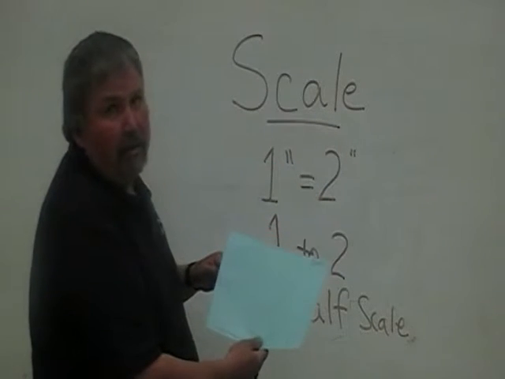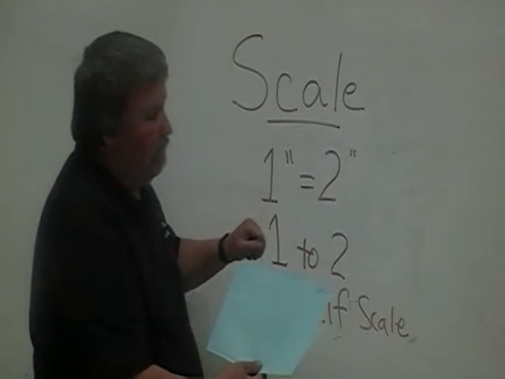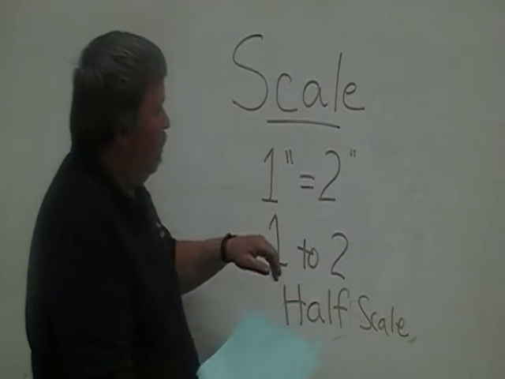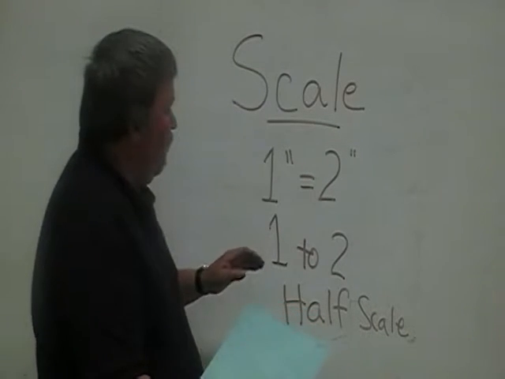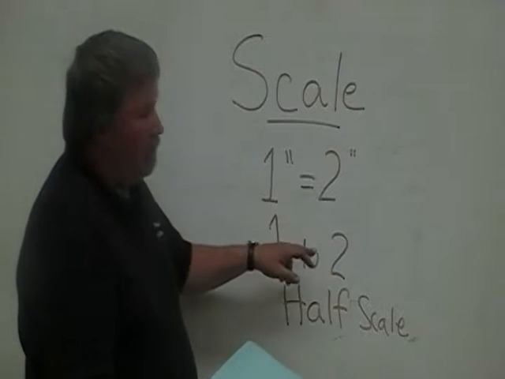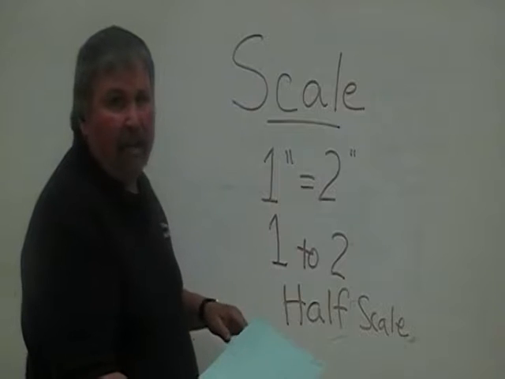So if we make something half scale, which we will put down here in the box where it says scale, we can write it several different ways. We can write 1 inch equals 2 inches in real life, which means 1 inch on paper equals 2 inches in real life. The same way to write this scale is to write it 1:2 in an actual proportion, or you could just write half scale.